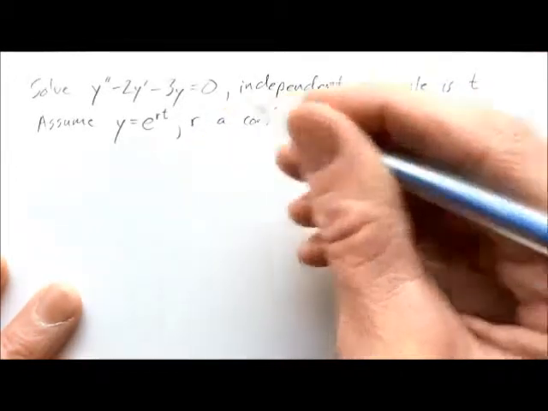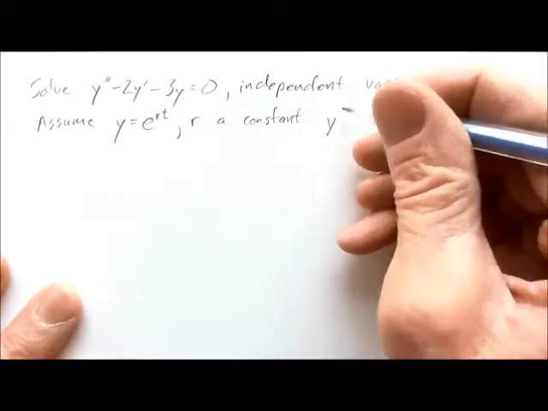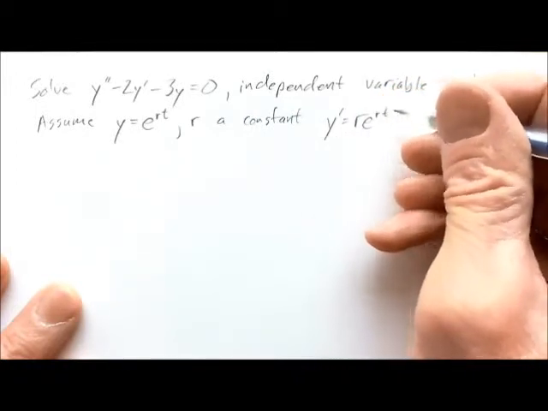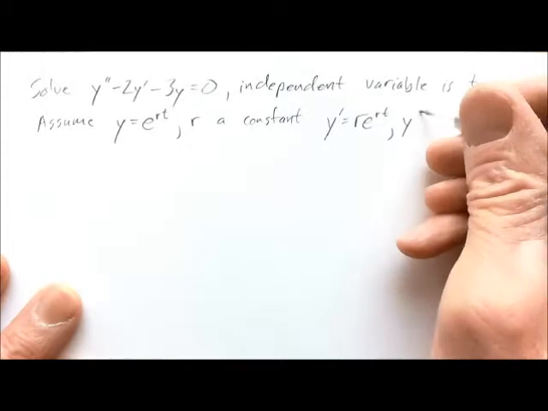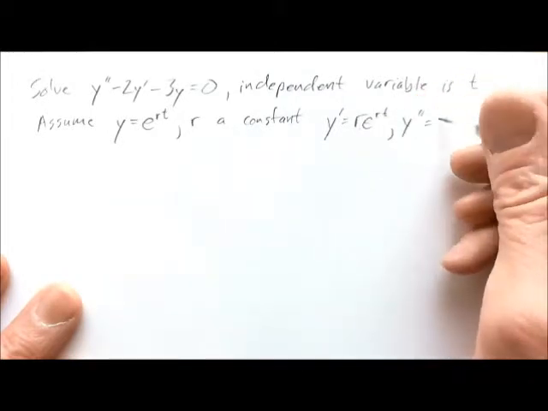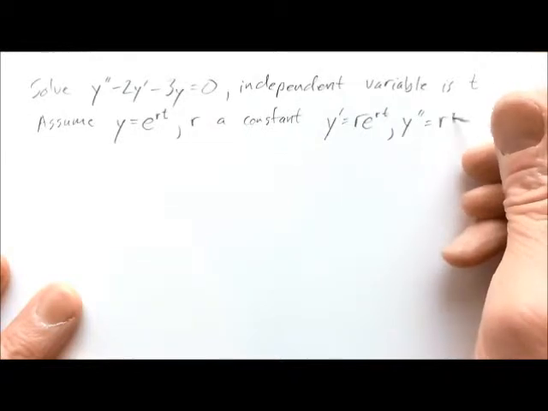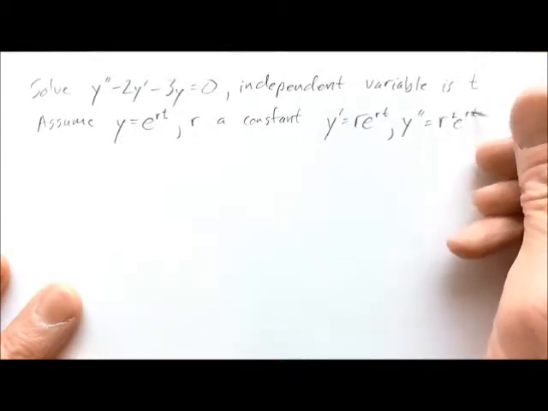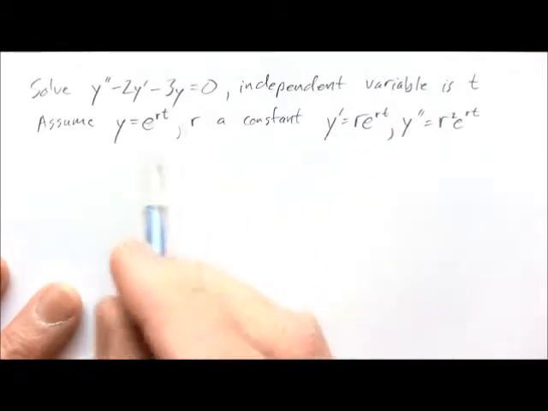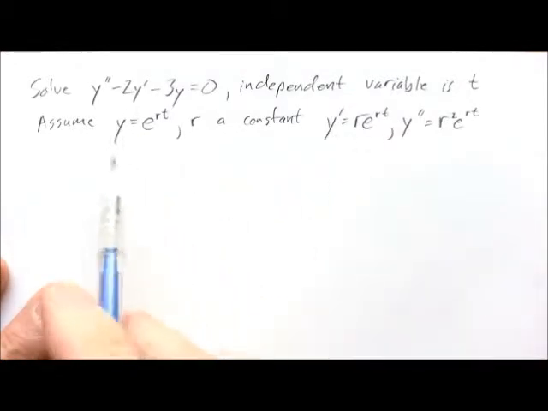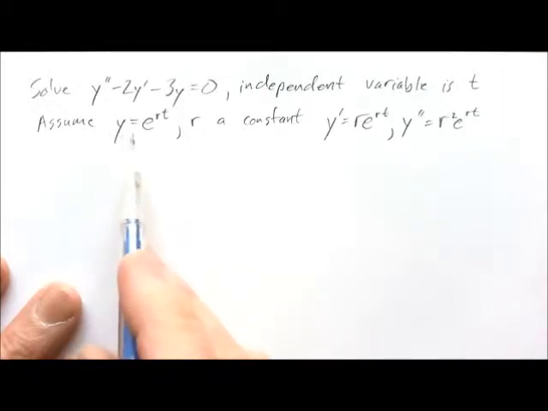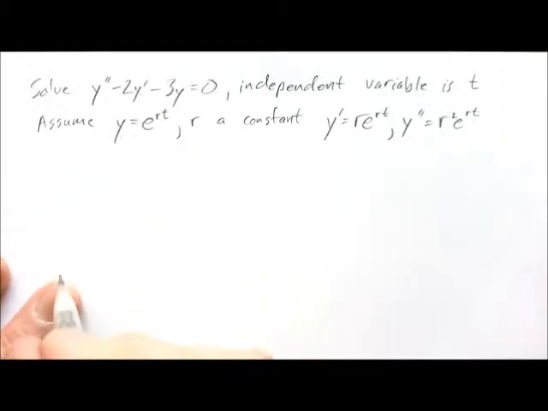Now, if we do, then the first derivative y prime is r e to the rt, and the second derivative is, by the chain rule, we have another r out there, so r squared e to the rt. So let's substitute these things into the differential equation, and because we're trying to force this to be a solution, we'll actually set it equal to 0.